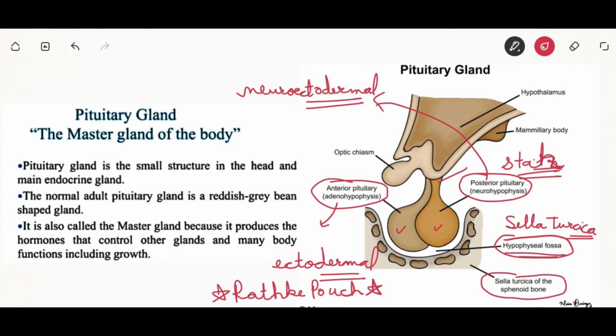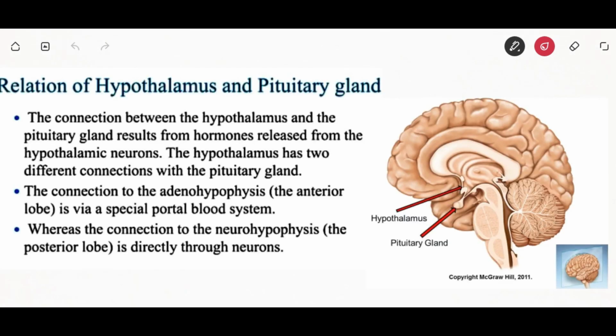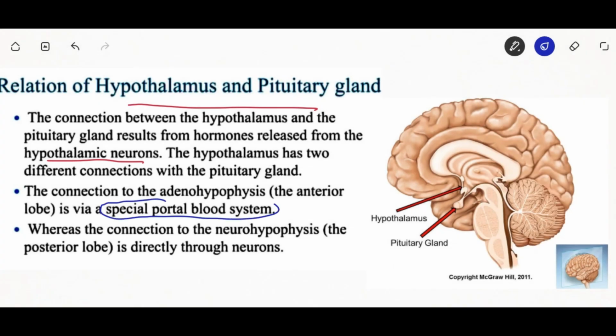The relation between the hypothalamus and the pituitary gland is known as hypothalamo-hypophyseal relationship. The hormones that are secreted by the hypothalamus are transported to the anterior pituitary and the posterior pituitary. The hormones from the hypothalamus are transported to anterior pituitary through the hypothalamo-hypophyseal portal blood vessels, and the hormones from the hypothalamus to posterior pituitary are transported by the nerve fibers of hypothalamo-hypophyseal tract.